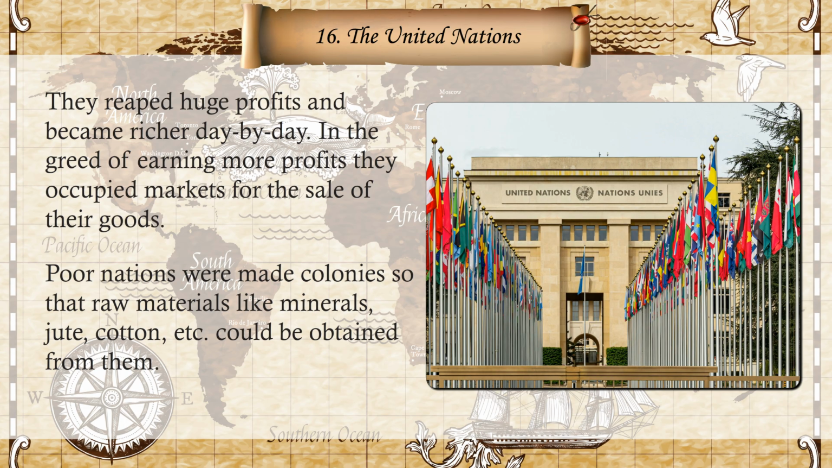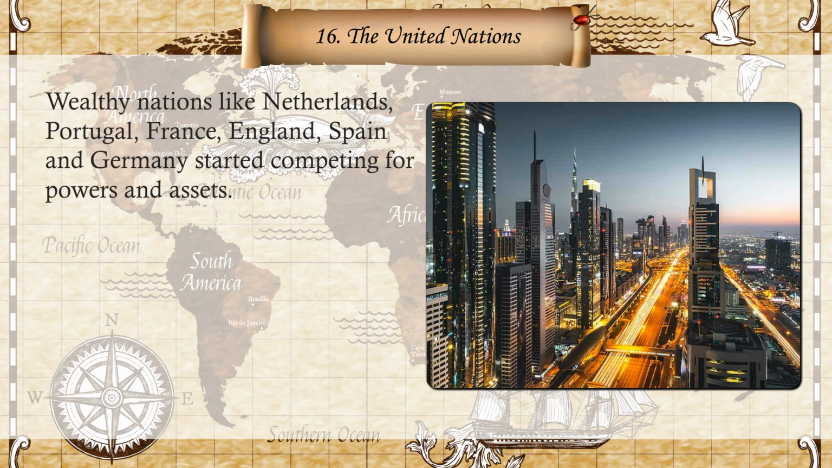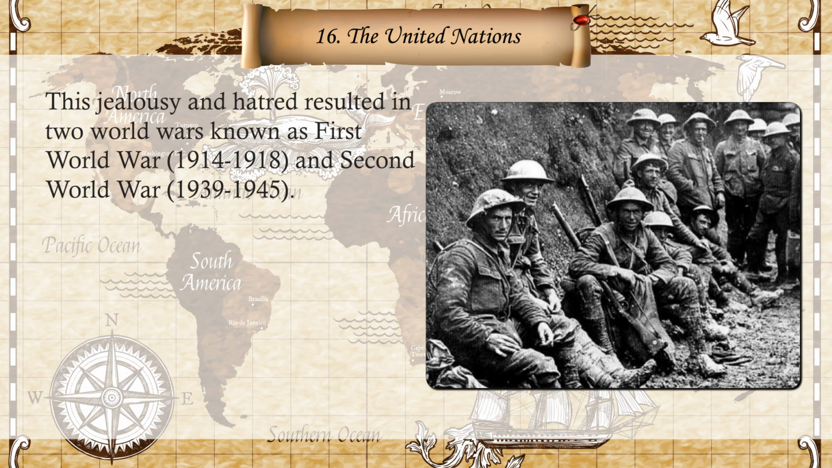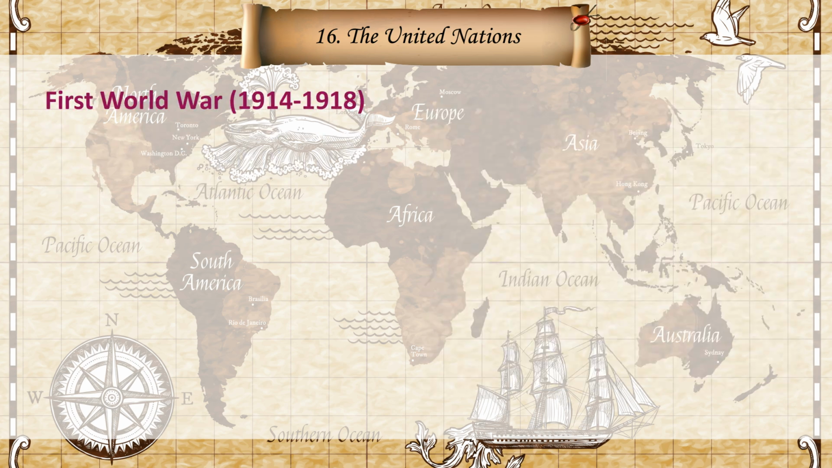In the greed of earning more profits, they occupied markets for the sale of their goods. Poor nations were made colonies so that raw materials like minerals, jute, cotton, etc. could be obtained from them. Wealthy nations like Netherlands, Portugal, France, England, Spain and Germany started competing for powers and assets. The growing wealth of these countries made them jealous of one another. This jealousy and hatred resulted in two world wars known as First World War, 1914 to 1918, and Second World War, 1939 to 1945.